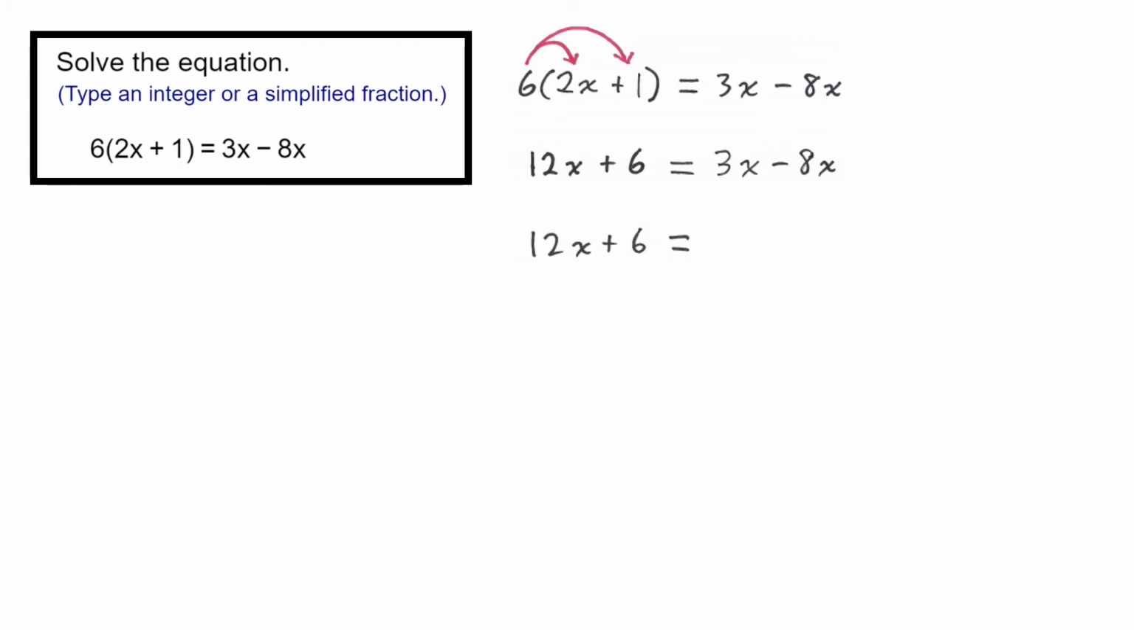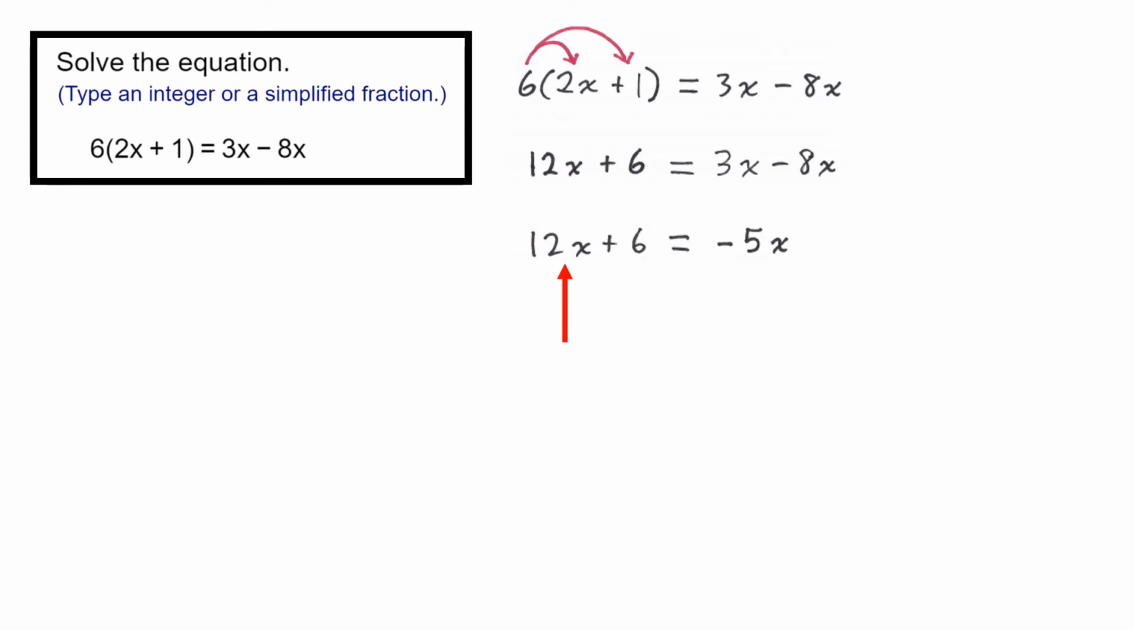So we need to look to see what we can do on the right. Since 3x and negative 8x are common terms, we'll keep the x and we'll combine the coefficients. 3 minus 8 is negative 5, so we get negative 5x. Our next goal is to get any x terms on one side and any constant terms on the opposite side. Since positive 6 is our only constant term and it's already on the left, we might as well leave it on the left and work on getting the 12x and the negative 5x both on the right. So we'll need to get rid of the 12x.